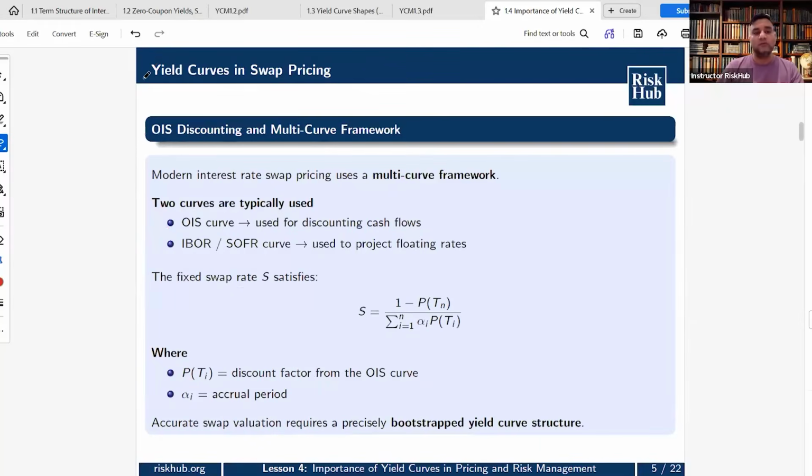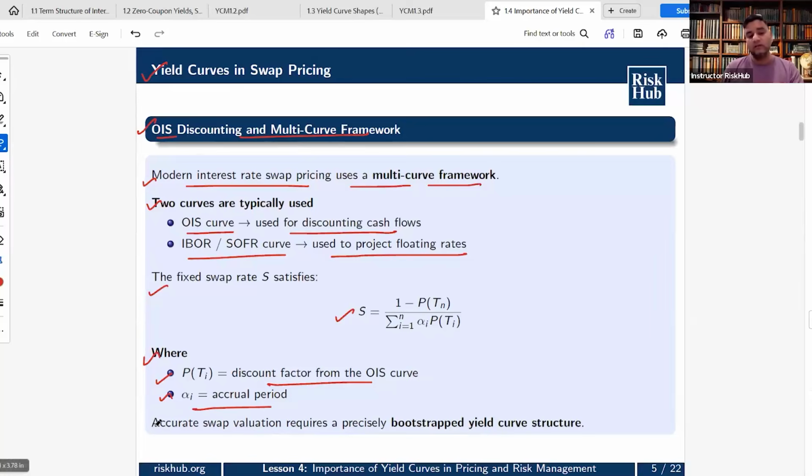So here: yield curve and swap pricing, OIS discounting, and the multi-curve framework. Modern swap pricing uses the multi-curve framework. Two curves are typically used: the OIS curve used for discounting cash flows, and IBOR or SOFR used to project the floating rate. The fixed swap rate satisfies this equation, where P(T_i) is the discount factor from the OIS curve and alpha is the accrual period. Accurate swap valuation requires a precisely bootstrapped yield curve structure.